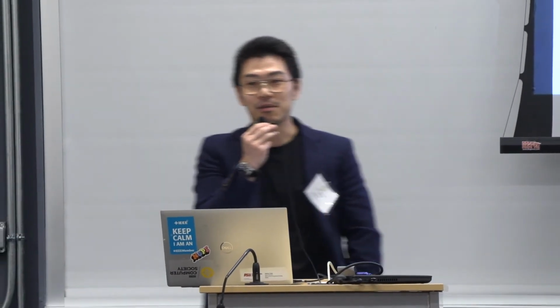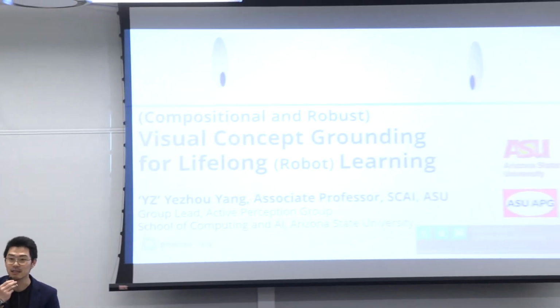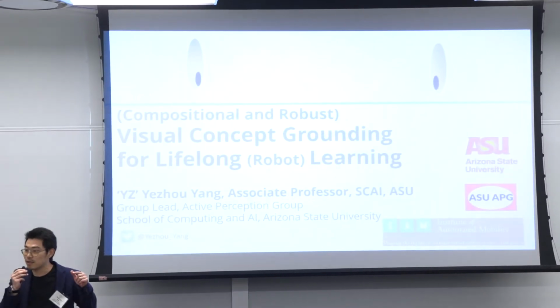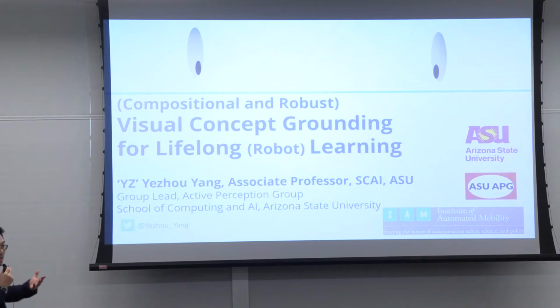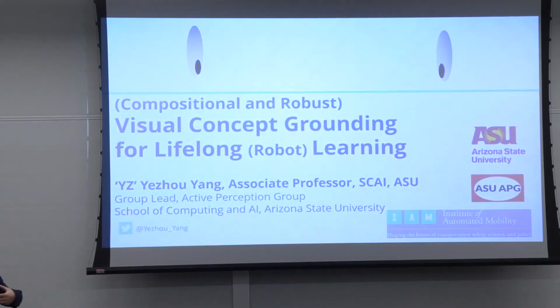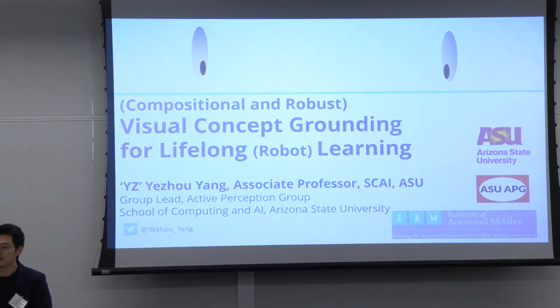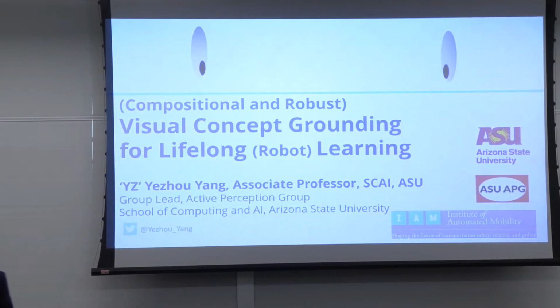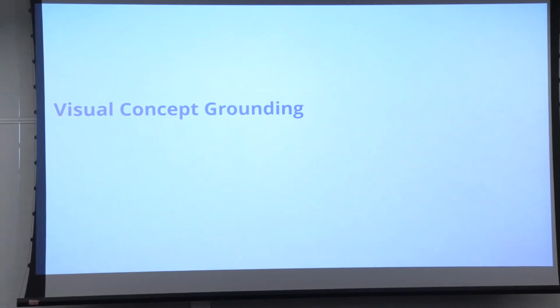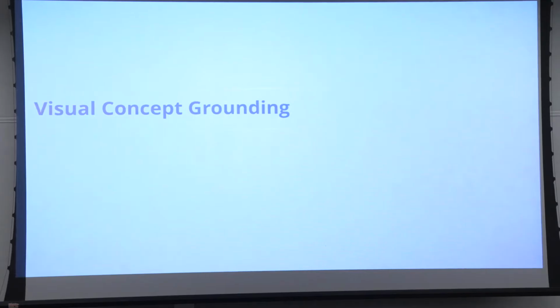Anyway, so I do computer vision. I define myself as a computer vision researcher. We try to develop visual concept learning or grounding systems that are essentially compositional and robust, but I put parentheses over there because a lot of the work is not yet compositional and robust. That leaves quite a lot of open space to do further research, and also lifelong learning, in the sense of how we can apply them to an actual embodied physical robot. So let's start with how we define visual concept grounding, right?